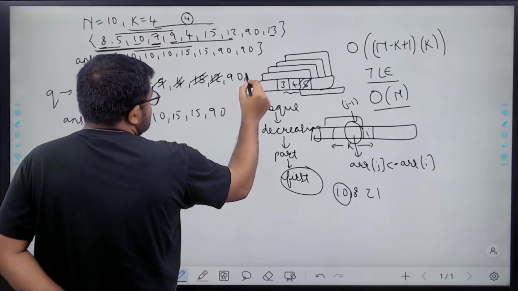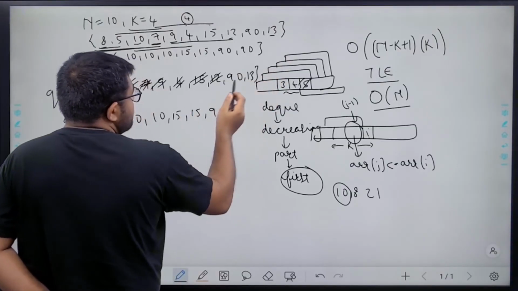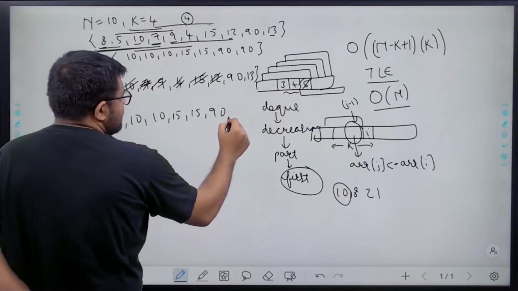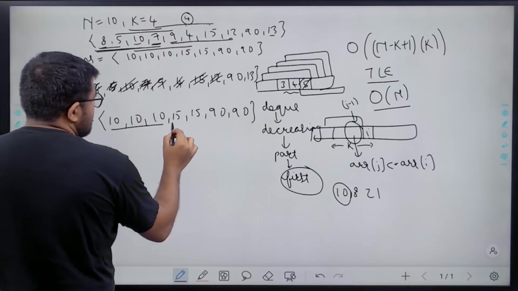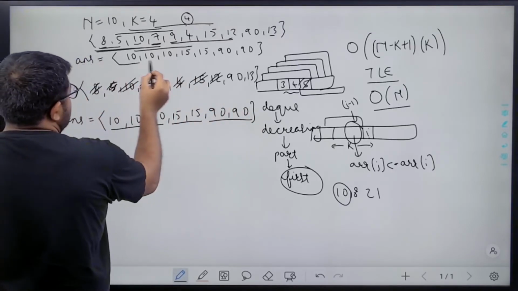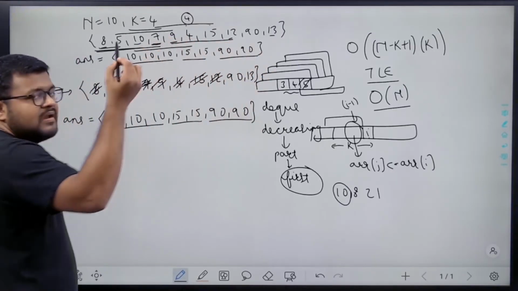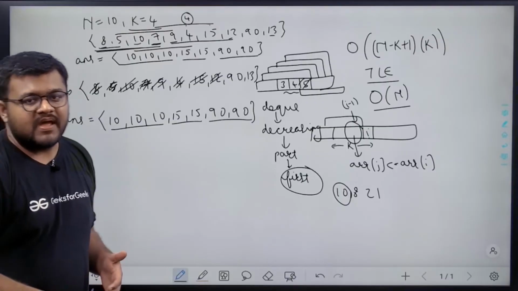Now 13, so I add 13 to my deque, and 90 is the first element, so 90 is my answer, and I finish it. So my answer is 10, 10, 10, 15, 15, 90, 90, 10, 10, 10, 15, 15, 90, 90. In this way I will get my answer.